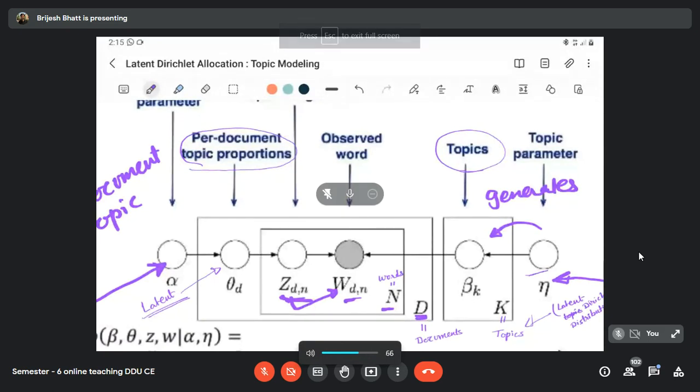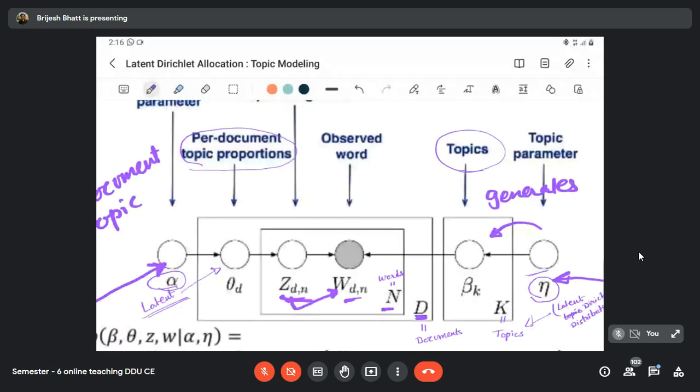So we define a parameter alpha and a parameter eta, which can control this assumption, that is, how many topic parameters are there, how many per document topic proportions are there. So while training, we fix the value of alpha and eta, and based on that, we calculate our results. So these are the two latent things or hidden things or unknown for now.